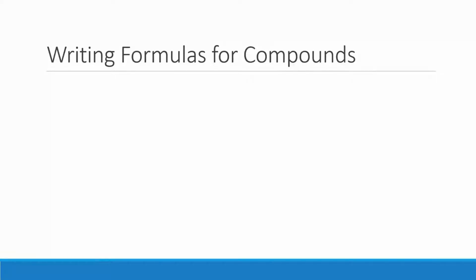In this lesson, we are going to start writing down the formulas for compounds and specifically ionic compounds. Before we get into specific types of compounds, we do need to define what a compound literally is and also how to write down these formulas. If you don't know already, a compound is anything that's made up of two or more atoms.